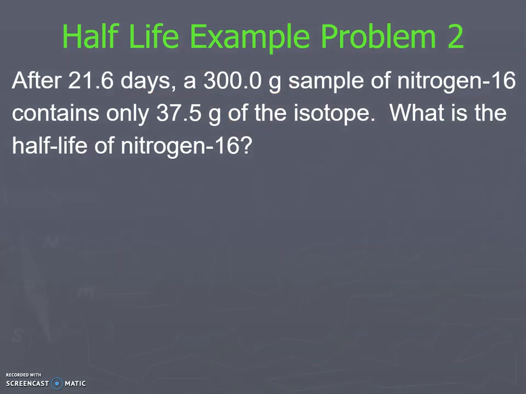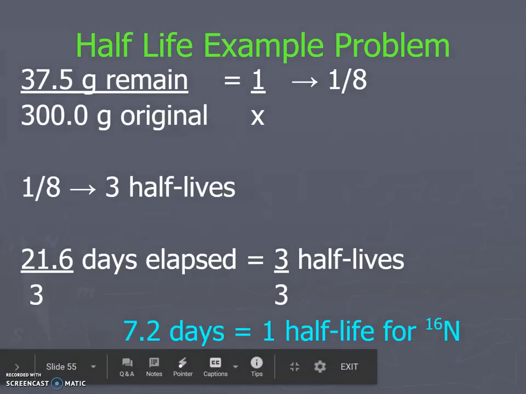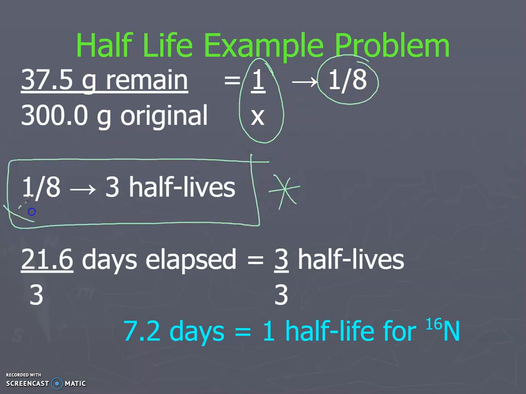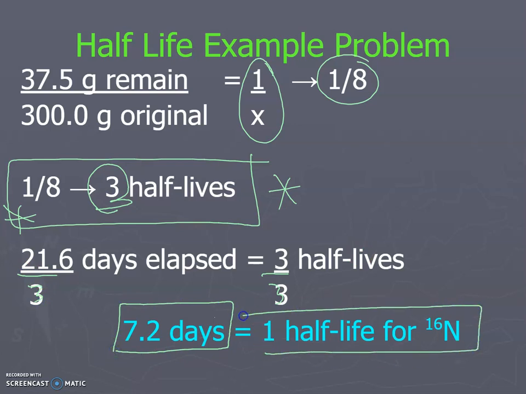Okay, so to see this all nice and typed out for you, here we have 37.5 grams over 300 grams. We're solving for x, so this means 1/8. Again, this does not mean 8 half-lives. This means I have 1/8 remaining, which is 3 half-lives. So if I have 21.6 days for 3 half-lives, if I divide by 3 for each one, I will figure out that I have 7.2 days for 1 half-life of nitrogen-16. And that's how we figure out half-life problems.